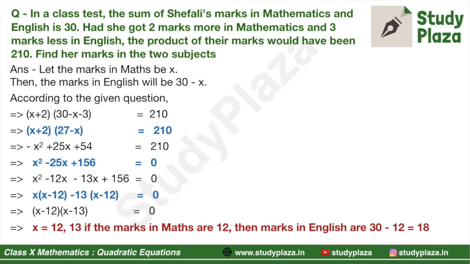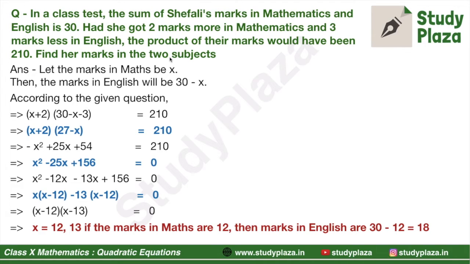Now let us move to the next question. Here the statement of the question is: in a class test, the sum of Shefali's marks in mathematics and English is 30. Had she got 2 more marks in mathematics and 3 marks less in English, the product of their marks would have been 210. Find her marks in the 2 subjects.